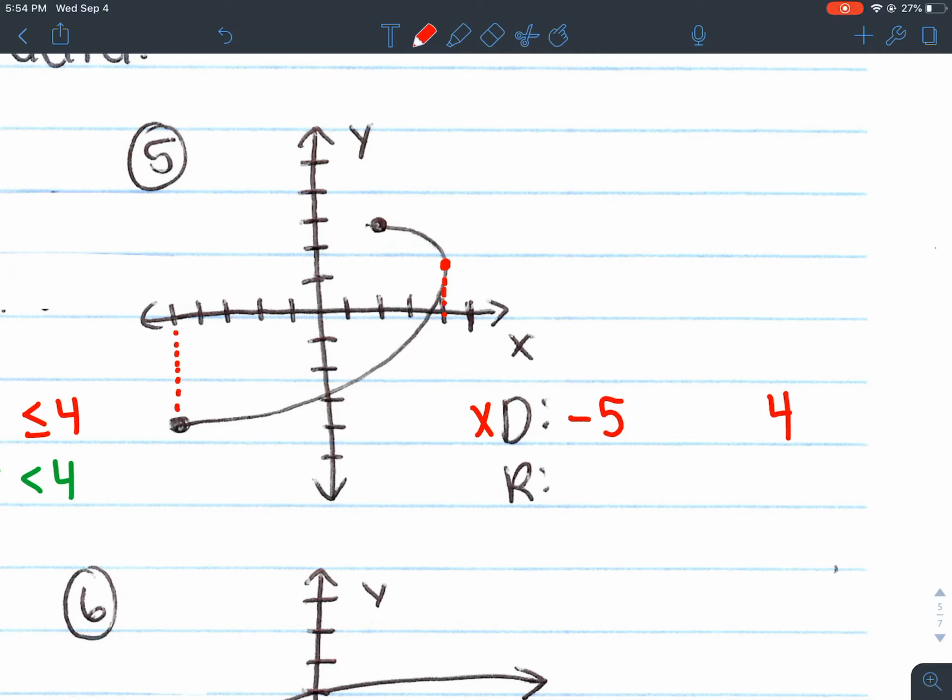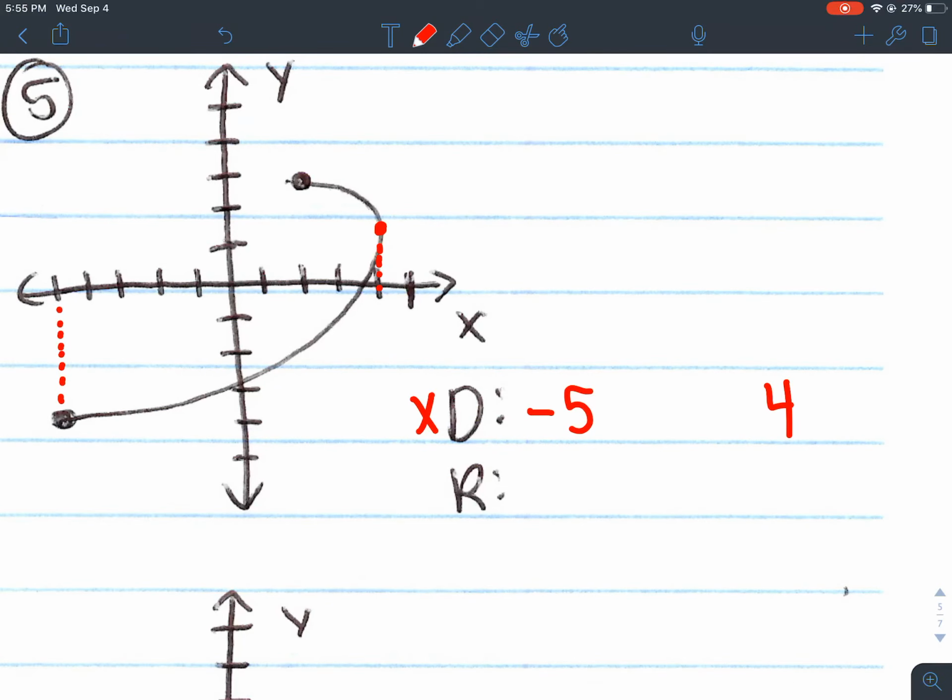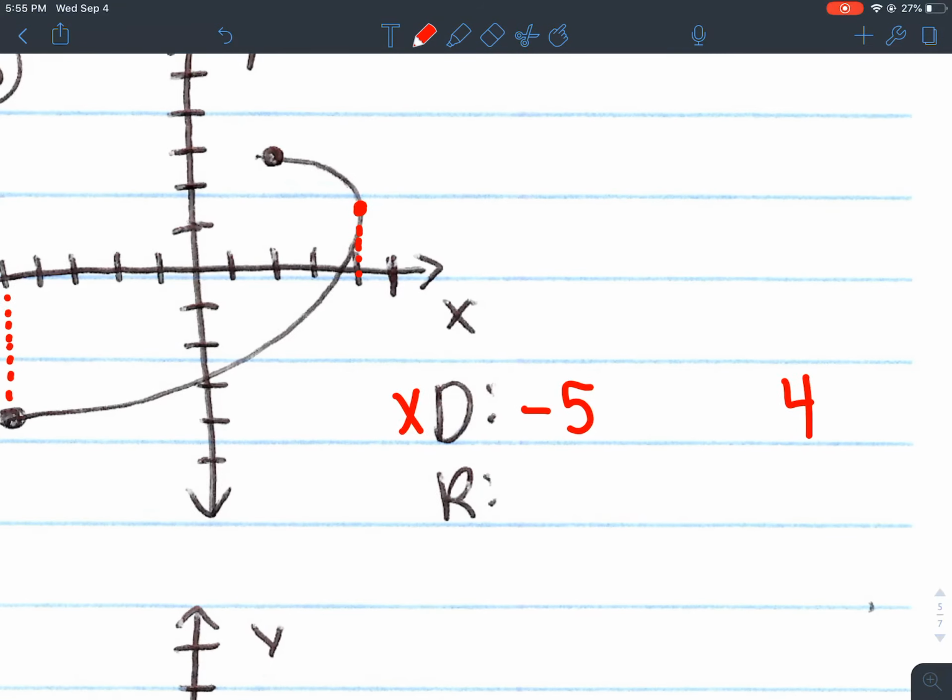And yes, there's a point there. It's just not filled in, but it is closed because it's on a line, right? A line is made up of an infinite amount of closed points, unless it specifically says, hey, I have an open point in the middle of my line, right? So this would be an open point, but I don't have that here.